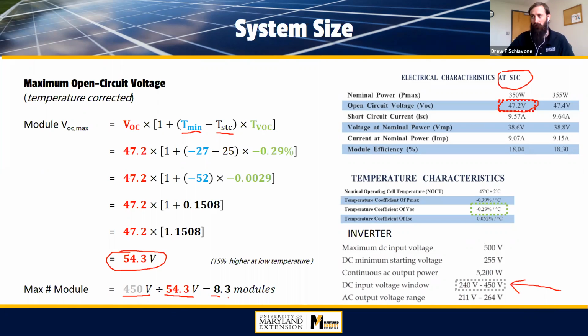And so in this case, I could do 8.3 modules hooked up in a series without damaging the inverter. Now you typically want to round down just to be safe. If you round it up to 9, for instance, you'd exceed that voltage and you could damage it. Now, of course, this is dependent on temperature.